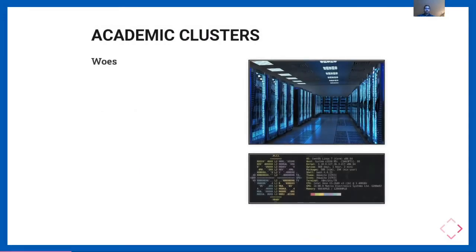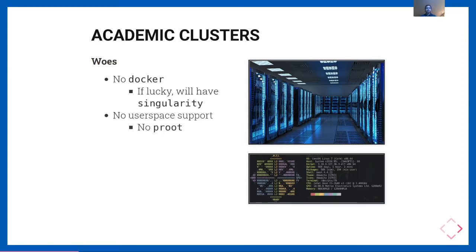So what's the big picture? What is going on? Well, on the right, you'll see an academic cluster, a picture from GE Research. And what's the problem really? Well, there's no Docker. If you're very lucky, or in some places you might have Singularity, you won't have any user space support, which means you can't play around with proot. And it probably runs CentOS or something, as you can see in the lower right.